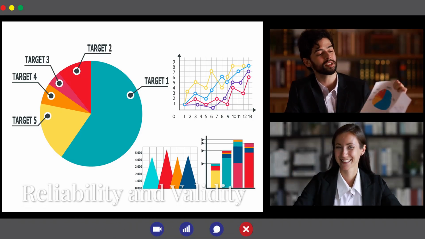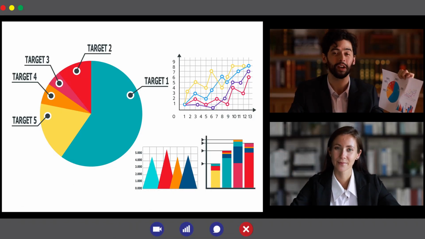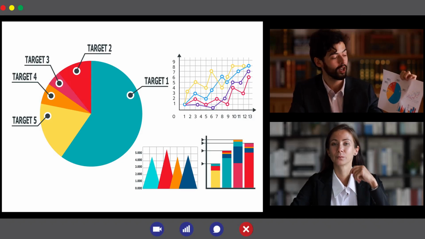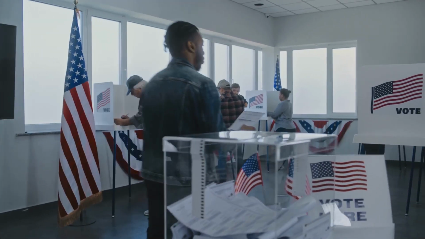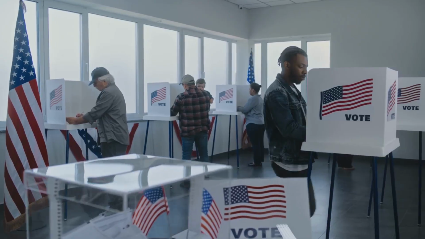Interpreting poll data involves understanding two key concepts: reliability and validity. Reliability refers to the consistency of poll results over time. On the other hand, validity is about whether the poll accurately measures what it intends to measure.